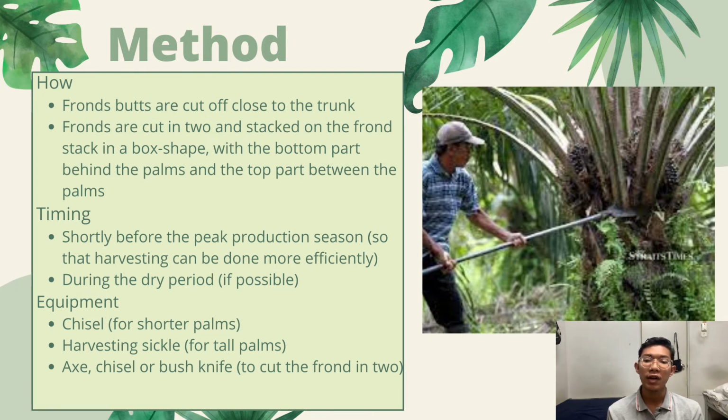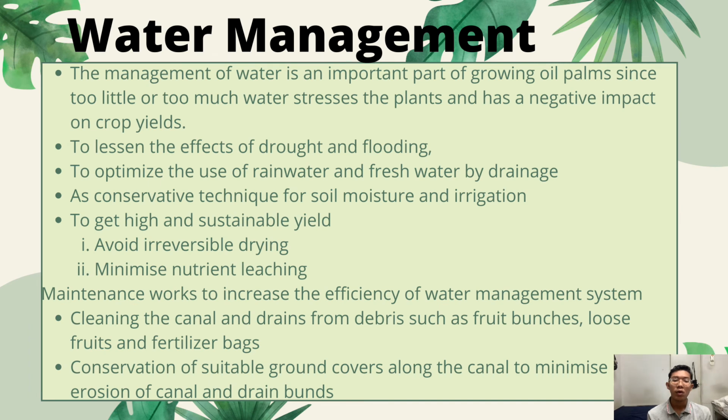The equipment used for pruning. First is chisel for shorter palms. For the tall palms is harvesting sickle, and to cut the frond into pieces, we need to use axe, chisel or bush knife. For the last is water management.